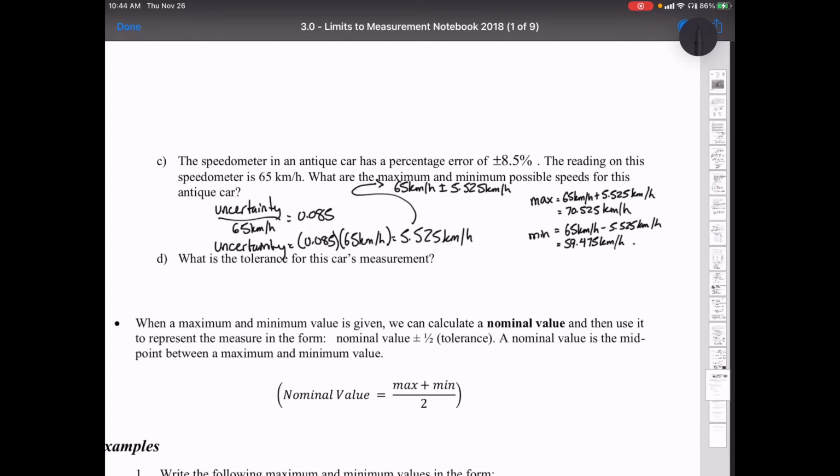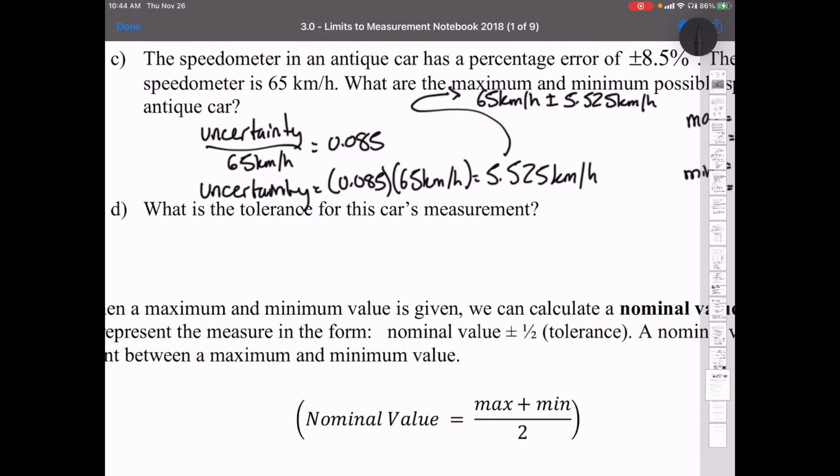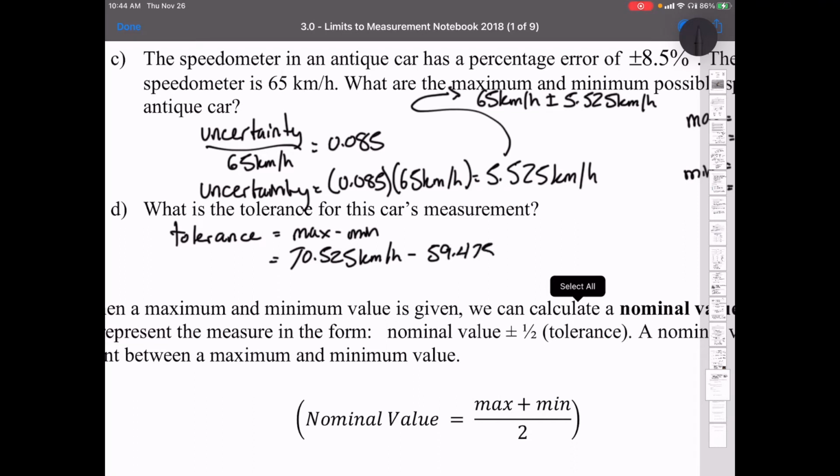So then based on that, we can figure out the tolerance. Remember, your tolerance is just your max minus your min, which is 70.525 kilometers per hour minus the 59.475 kilometers per hour, or 11.05 kilometers per hour.